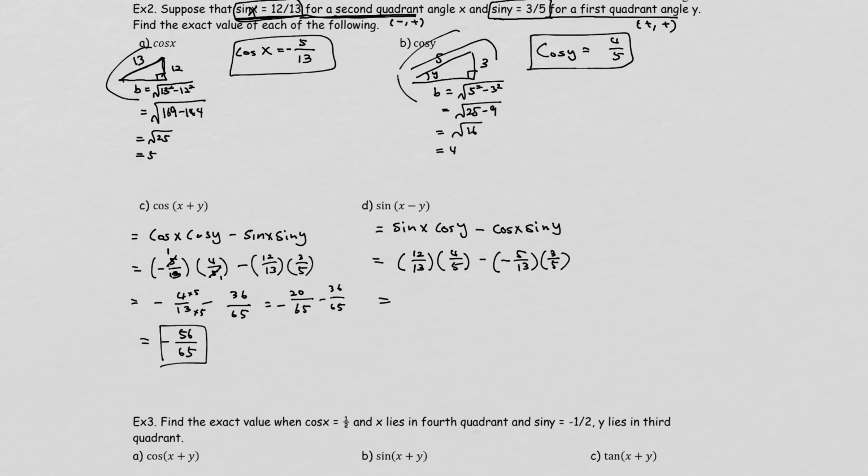When you multiply, you get 48 over 65. This one, you will get 2 negatives, so you're adding 3 over 13. In order to get the same denominator, you're multiplying by 5 again. So that will be 48 plus 15 over 65.